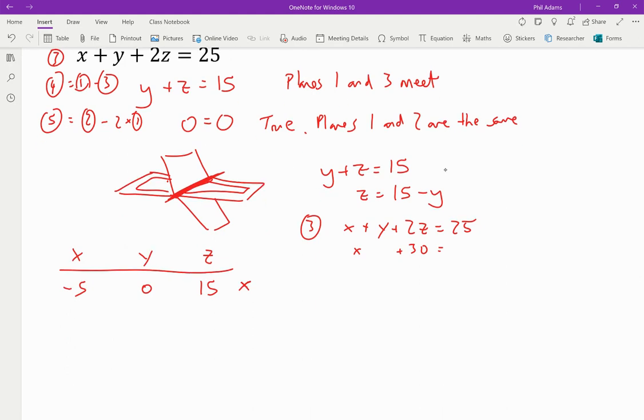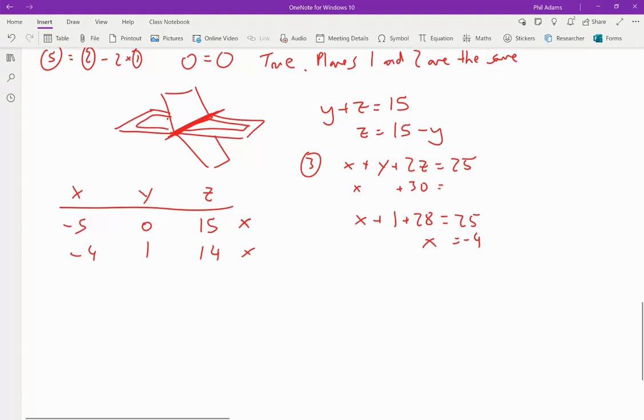So I'm just going to move up to now, let's try y is 1 and see what happens. So z will be 14, because 15 minus 1. And now when I put that in here, x plus 1 plus 28 is 25. So x would have to be negative 4, which is no good. Now you can see it's going down by 1 each time.